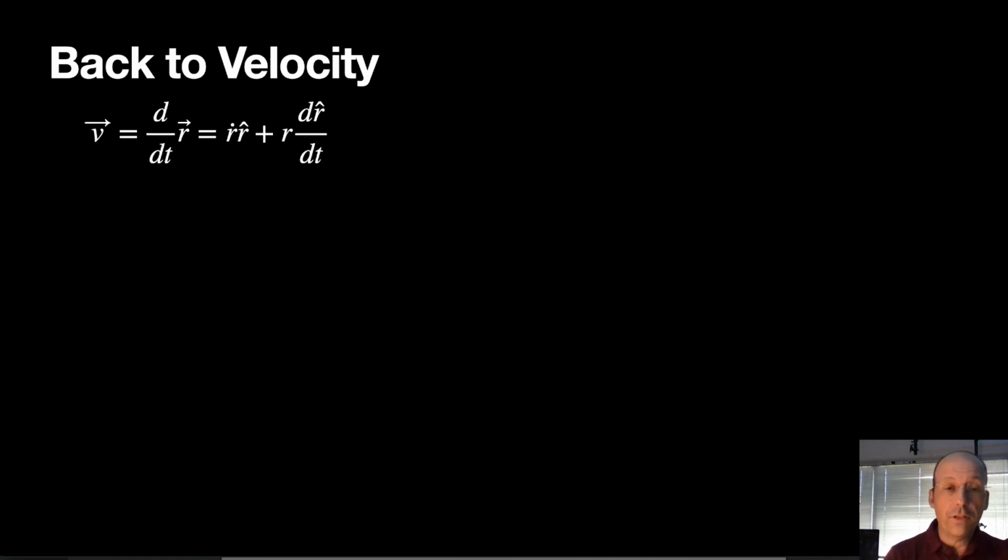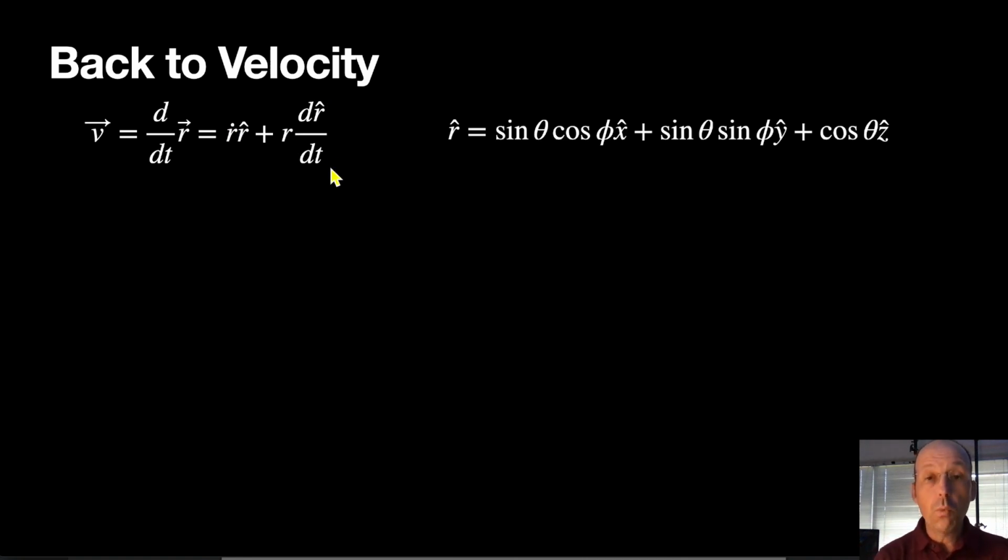Okay, so let's go back to velocity. Here we are with the velocity in polar coordinates. It's the derivative of r with respect to time. So I already did this: r dot r hat plus r d r hat dt. Now we can actually use my Cartesian value of r hat, and I can actually take the derivative of this with respect to time.